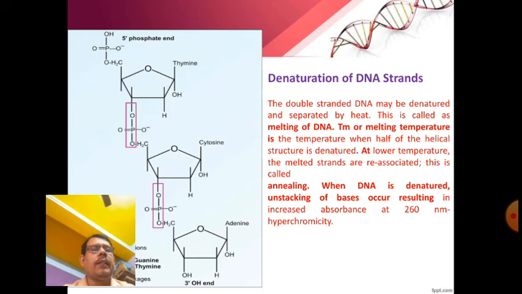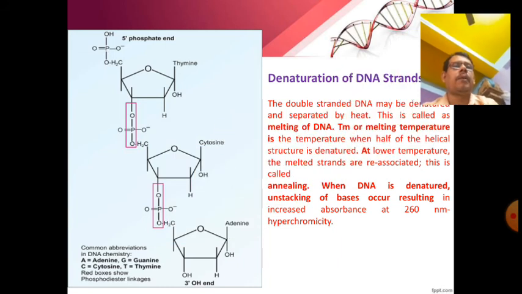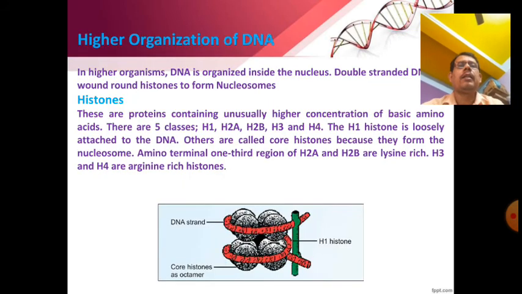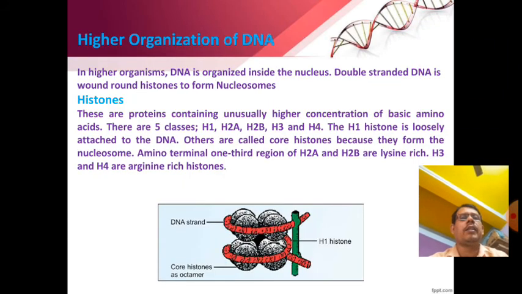When the DNA is denatured, unstacking of the bases occurs, resulting in an increase in absorbance at 260 nanometers, called hyperchromicity. What is hyperchromicity? And the higher organization of the DNA.